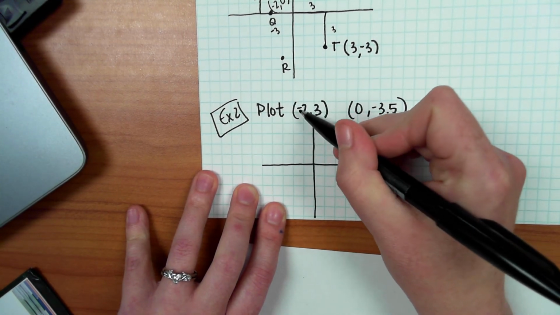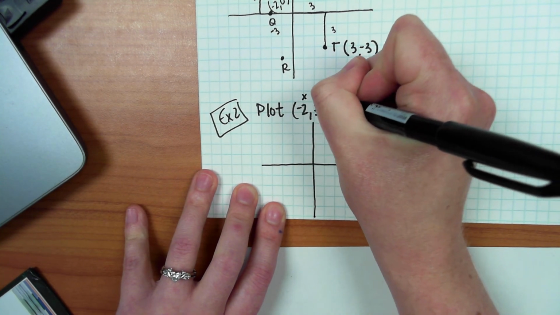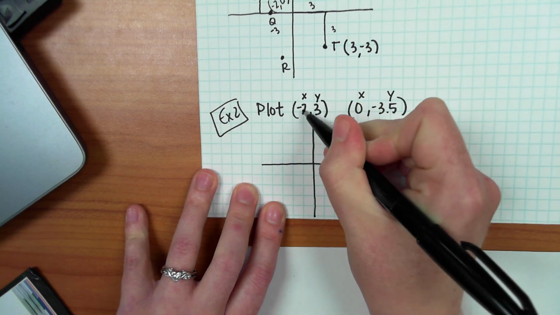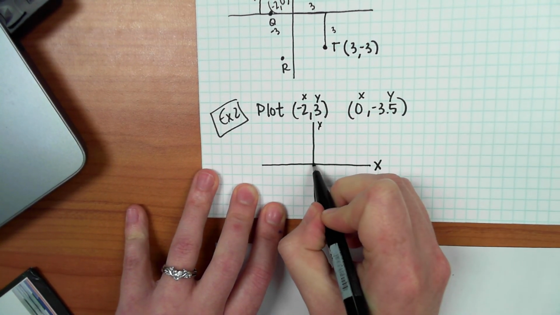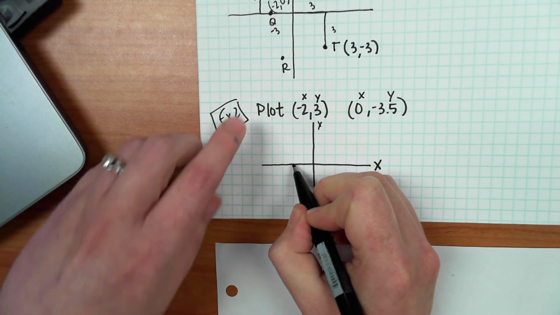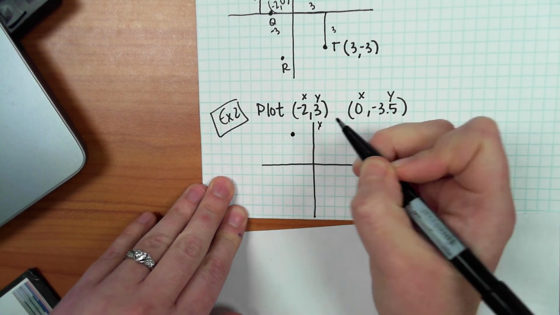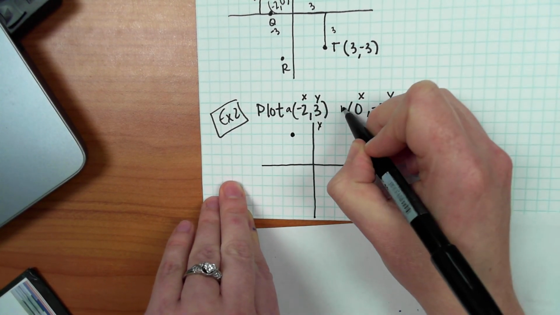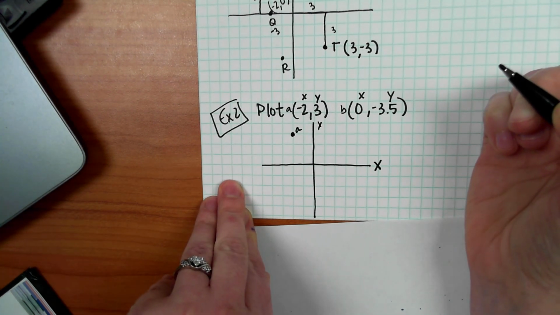So we're plotting the point negative 2, positive 3. So remember, this is our X coordinate. X comes before Y. So our X coordinate, left and right, is a negative 2. So we start at 0, negative 1, negative 2. And then it's a positive 3. So we're going to go up 3. 1, 2, 3. And there's our point. Oh, it does say this is A and this is B. So this is point A. We always label our points if they give it to us.